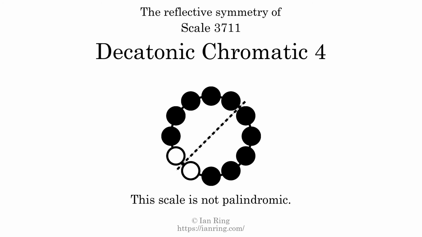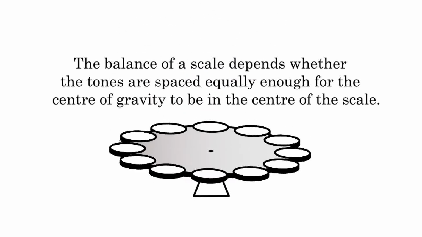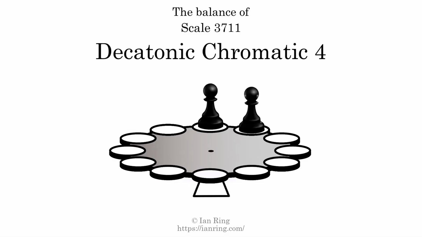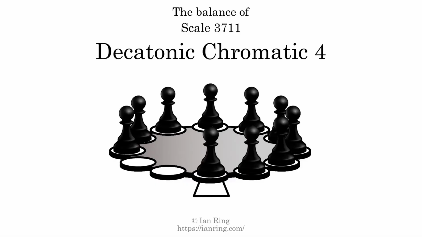This scale has reflective symmetry across an axis positioned 1.5 semitones from the root. This scale has a different pattern of intervals ascending and descending, so it is not palindromic. This scale has one ridge tone. Here, the balance of a scale depends whether the tones are spaced equally enough for the center of gravity to be in the center of the scale. This scale is not balanced.